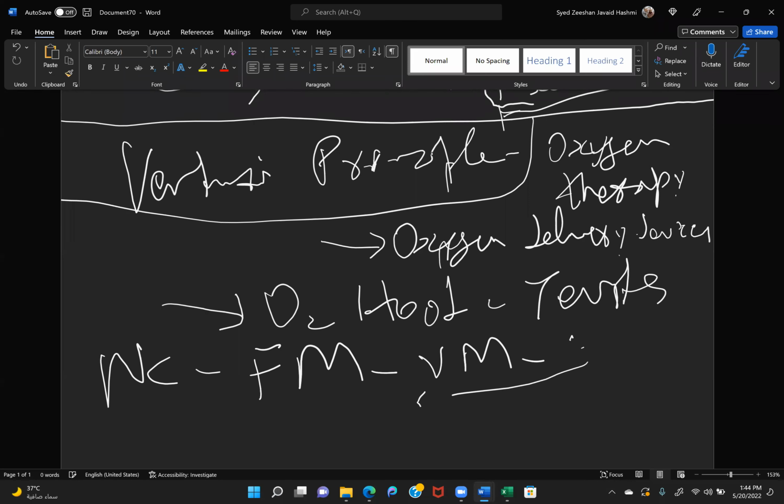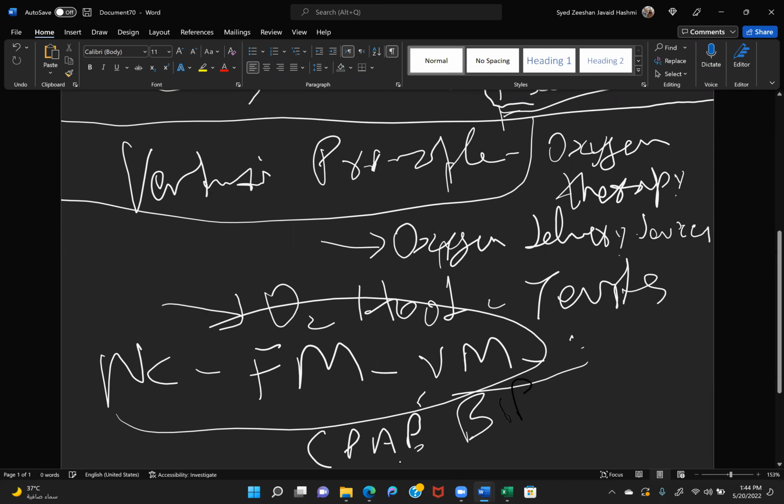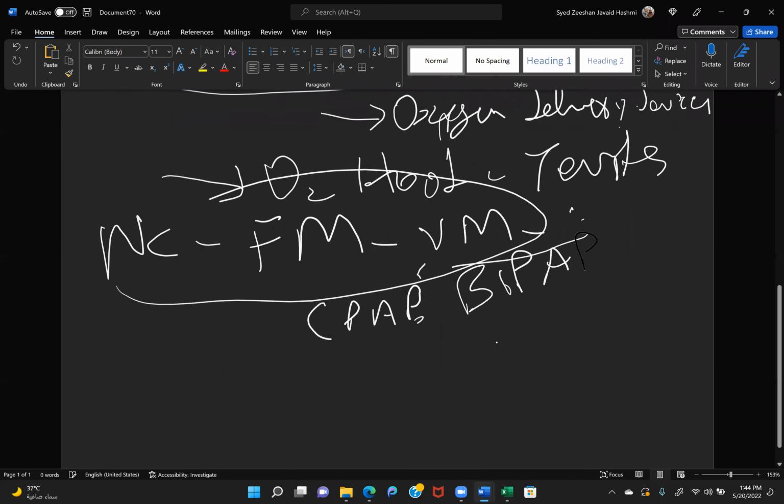And then the next step to this will be CPAP, BiPAP. Not CPAP, usually it's BiPAP actually. Okay, so BiPAP is with the IPAP.